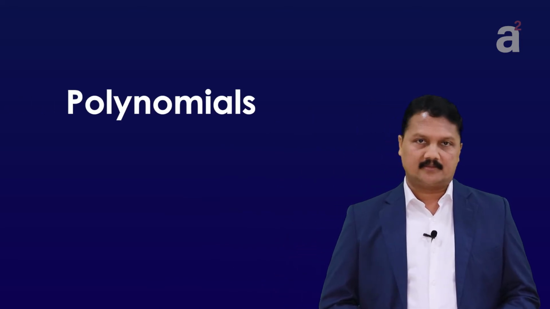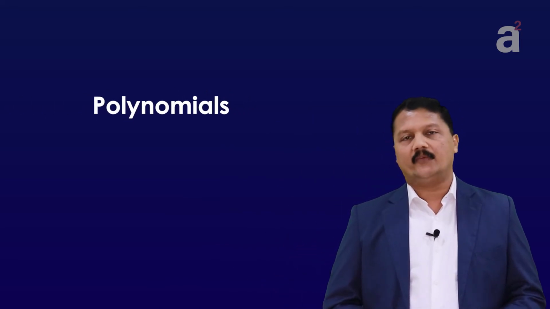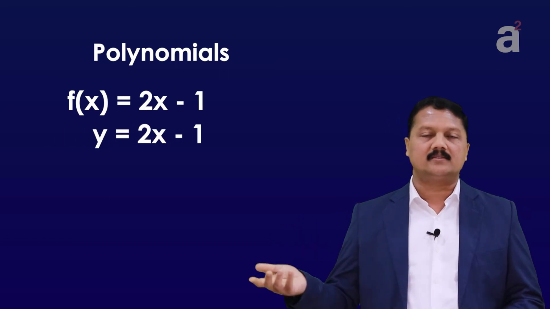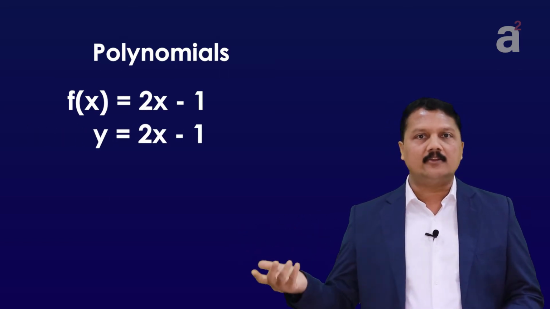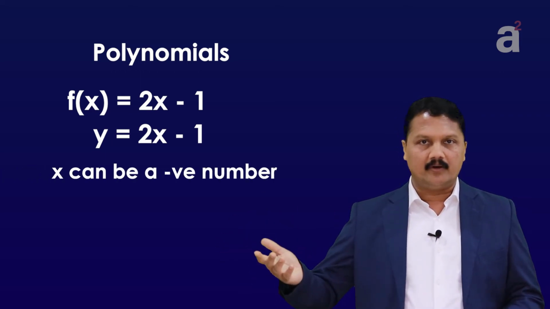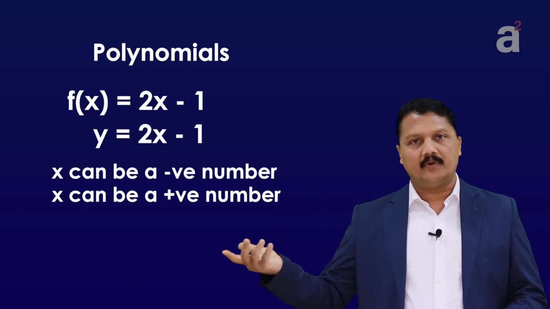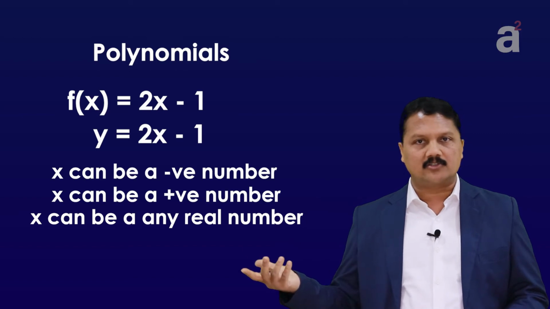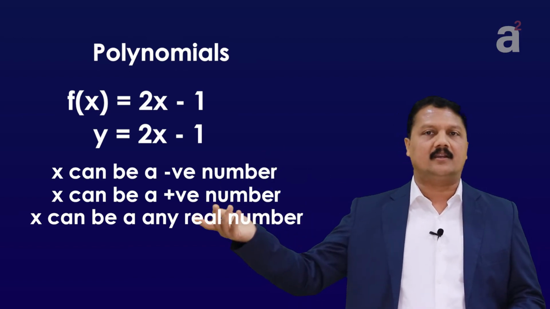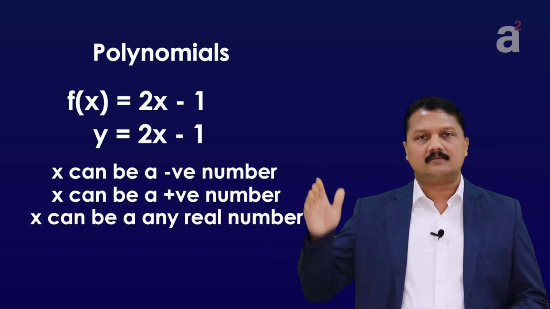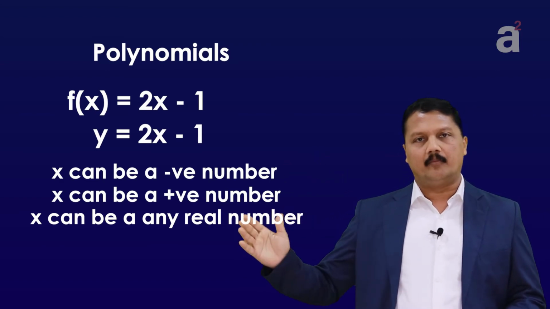First of all, we consider polynomials. For example, f of x is equal to 2x minus 1, or we can say y is equal to 2x minus 1. What all values can be given for x? X can be a negative number, x can be a positive number, x can be any real number. It can be an irrational number also. You can get another irrational number as y value. So x value can be any real number.